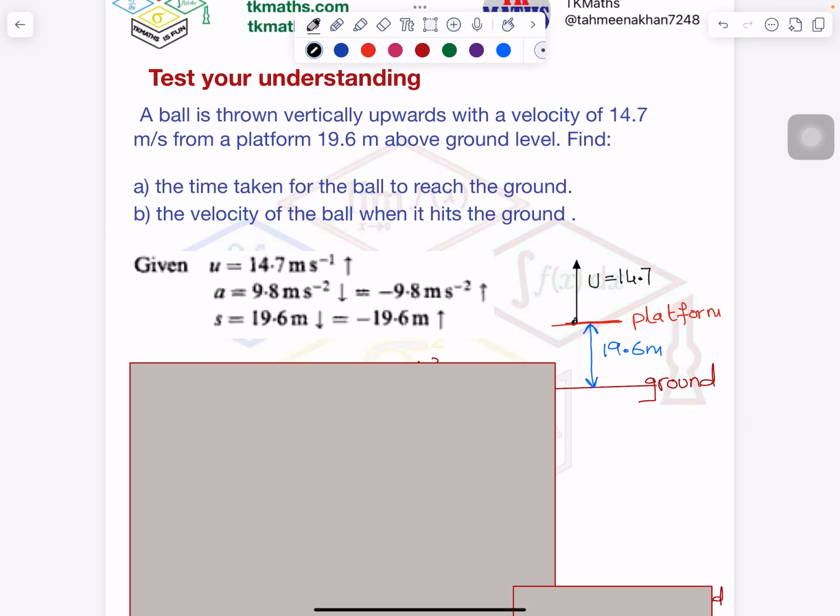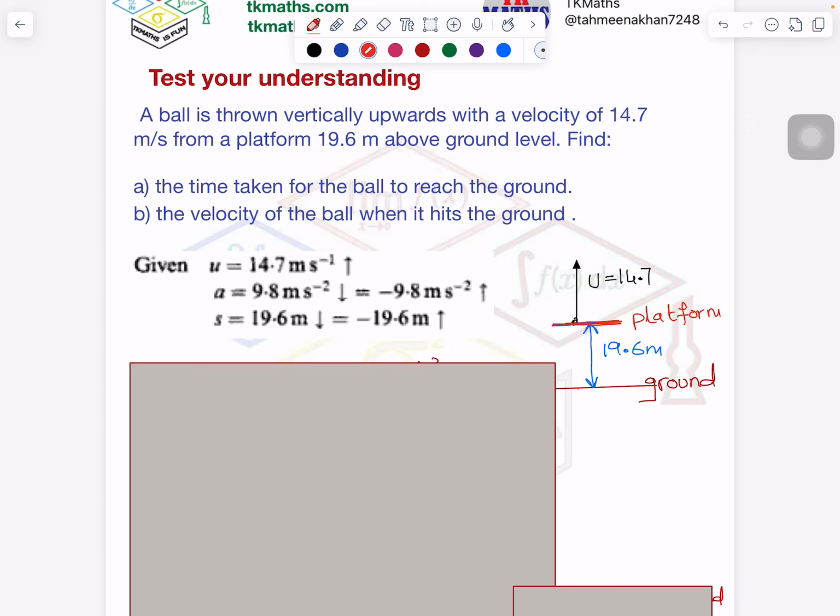So what is given to you is the velocity with which the object is thrown upward. I already drew it here for you. 14.7, arrow is upward, because it was on the platform from where it was thrown. So when it will fall, it will come down here. So that's why the distance is 19.6 and it is downward from the position where the ball was thrown. And when we are talking about vectors, we only talk about final position and initial position. So from the initial position, the final position is downward.